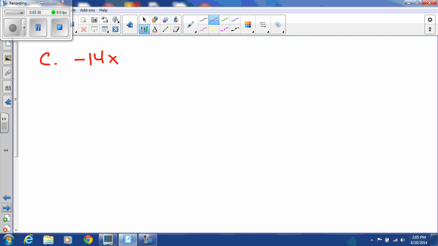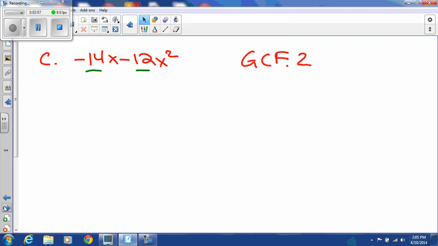Negative 14x minus 12x squared. Now, you can either continue writing out your greatest common factors by looking at the product of the prime factors, or you can think to yourself, the greatest common factor of 14 and 12 is 2. And the greatest common factor of x squared and x, the largest number or variable I can divide by is x. So the greatest common factor of the 2 terms is 2x.